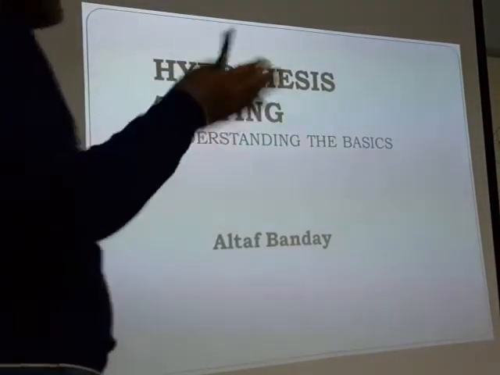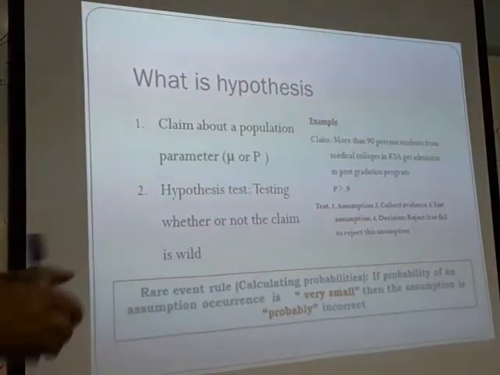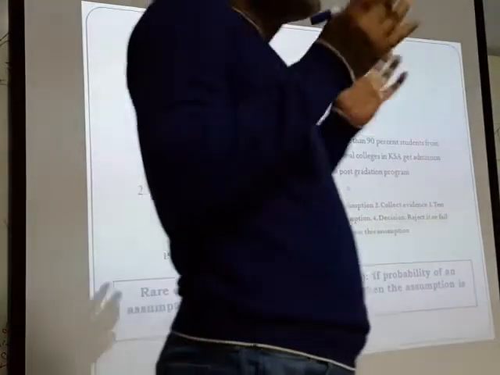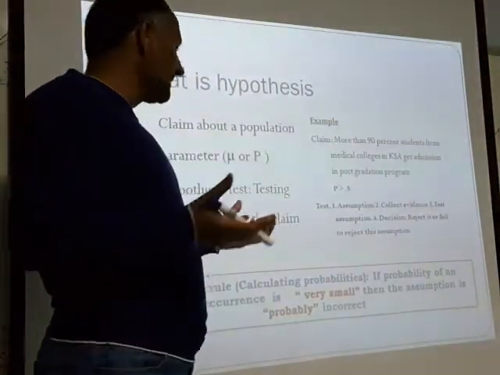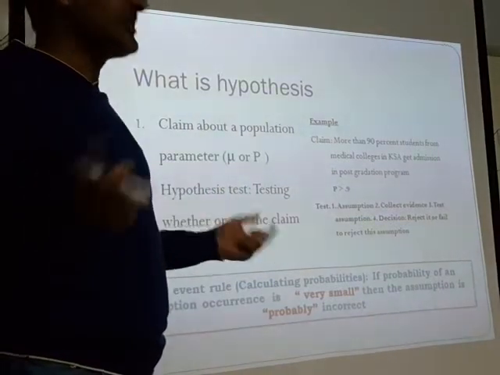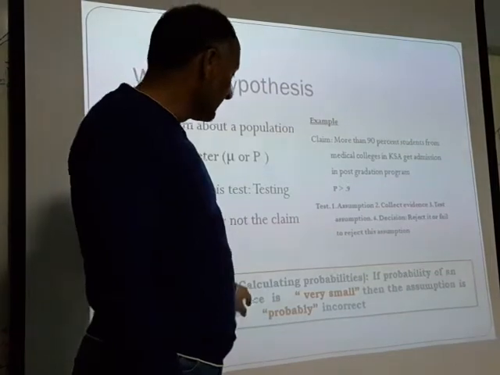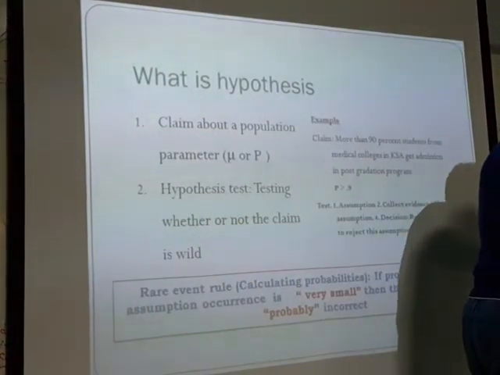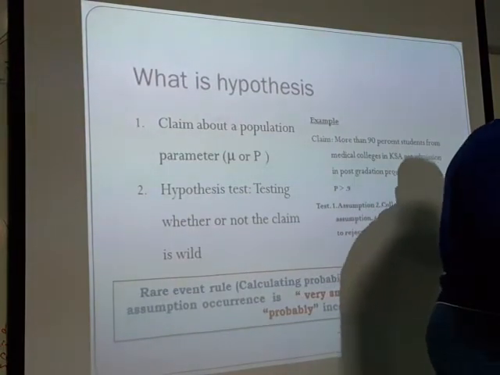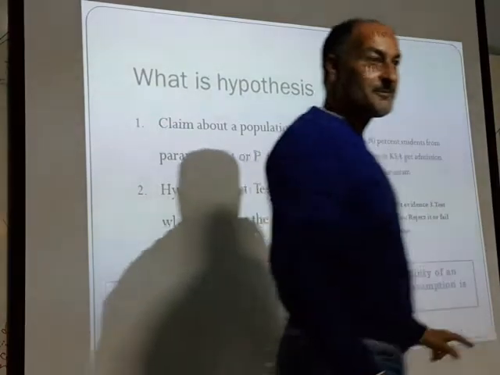So that was part 1, which is finished. Now this was something special. We told you that a hypothesis is a claim about a parameter. Hypothesis testing means we test whether that claim is right or not. We use the rare event rule: if the probability of getting a value here is very, very small, then I reject my null.